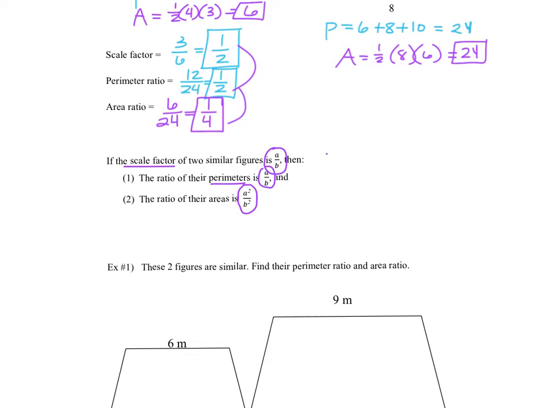So this is scale factor. This is perimeter ratio, is how we'll typically write it. And this is area ratio. It's 3 ratios that are all linked to each other. The first 2 are always going to be the same. The third one is just going to be the first 2 squared, okay?